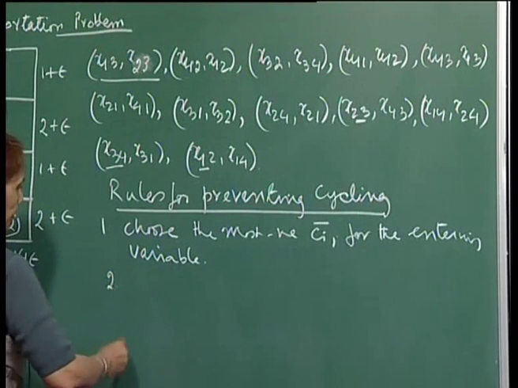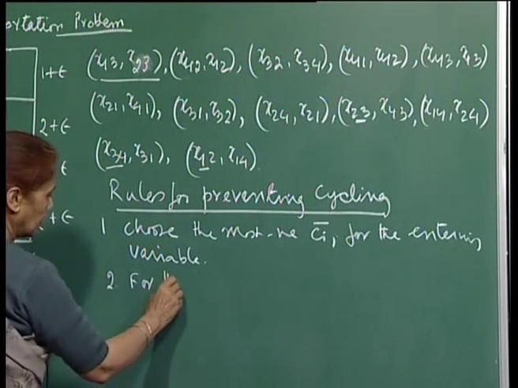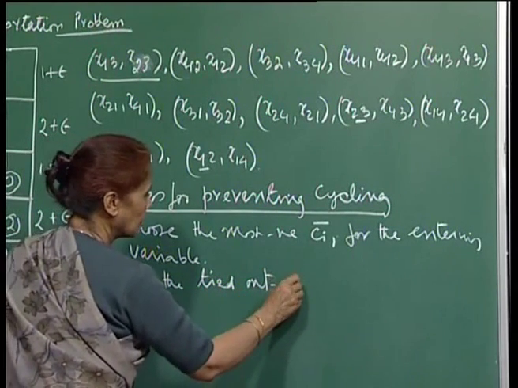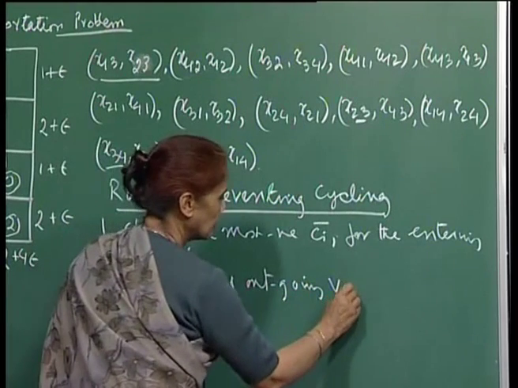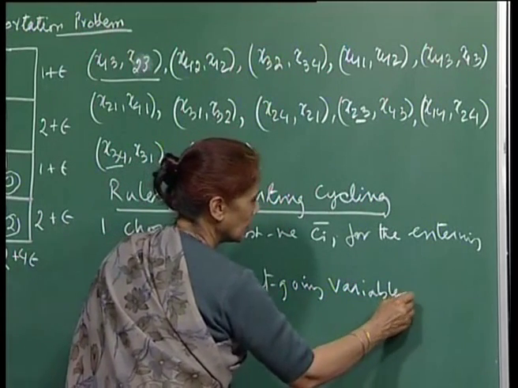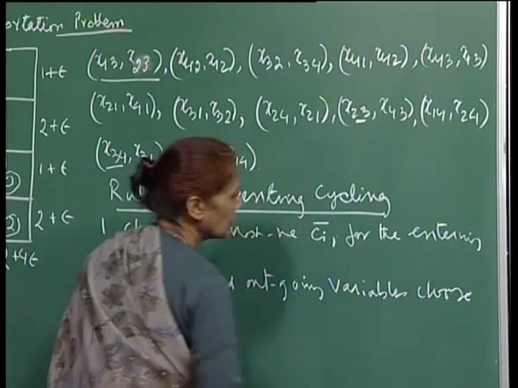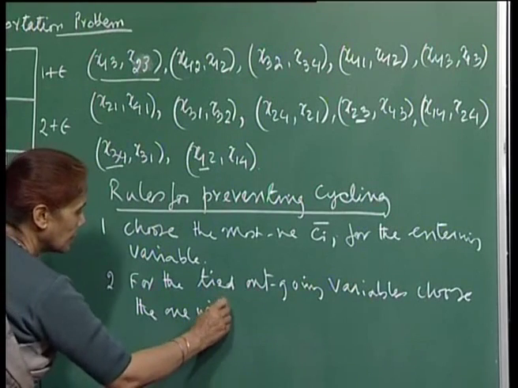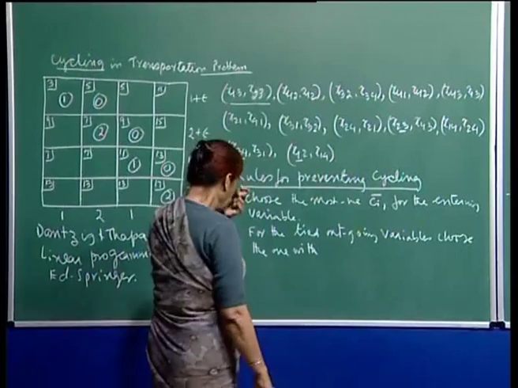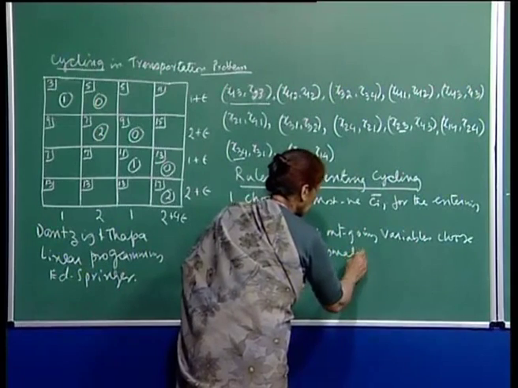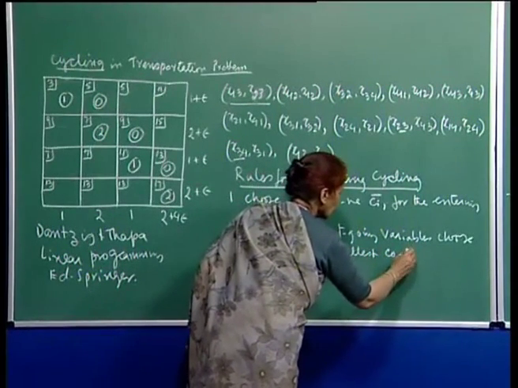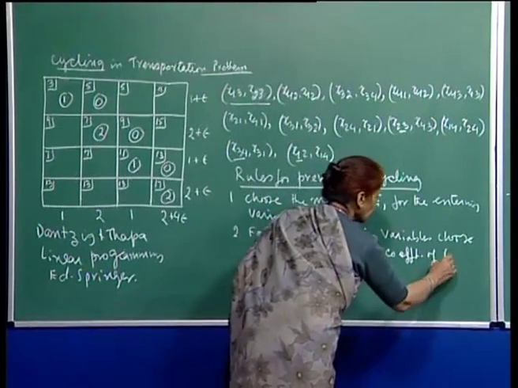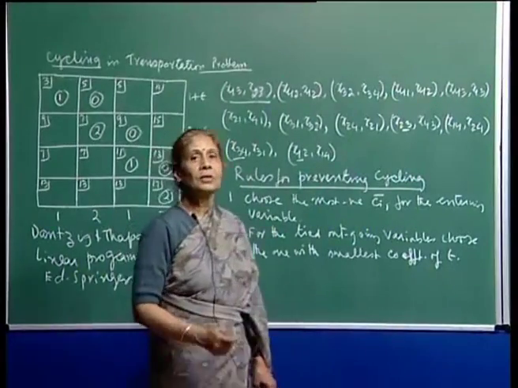right, and for the tied outgoing variables, choose the one with smallest coefficient of epsilon, with smallest coefficient of epsilon. Now one would say that how can you be sure that this choice is unique?